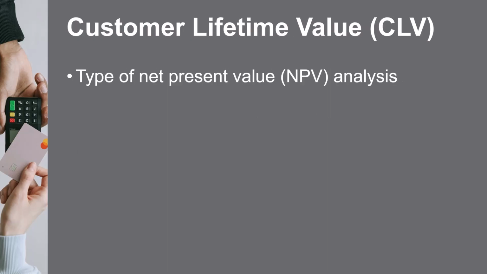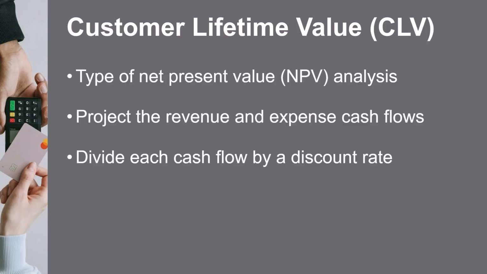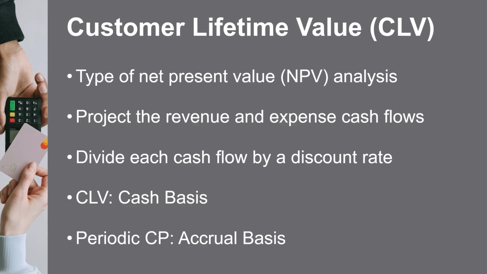Calculating customer lifetime value is a type of net present value analysis. You project the revenue and expense cash flows and then divide each of them by a discount rate to arrive at a single NPV number. Note that CLV is a cash based profitability analysis, while periodic customer profitability is usually done on an accrual basis. To learn more about NPV analysis, check out my course on modeling profitability in Excel.